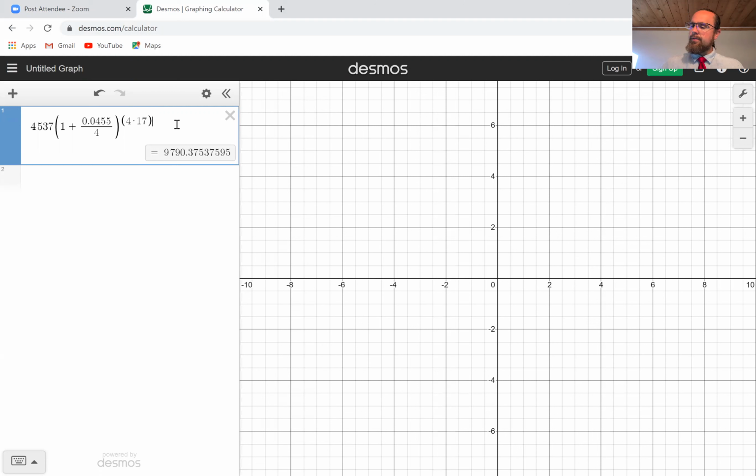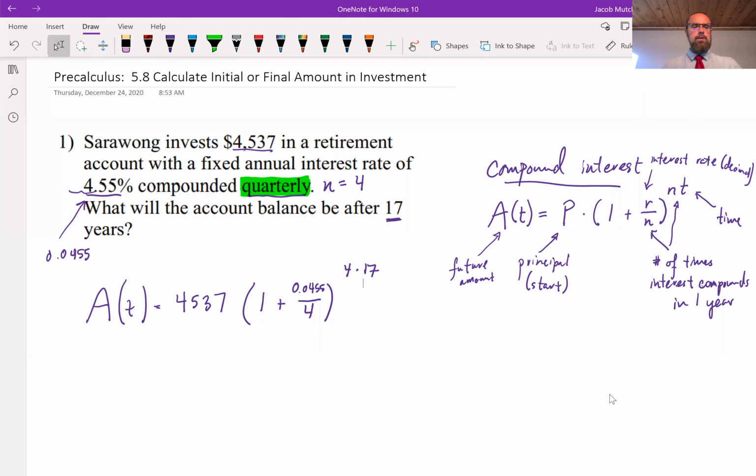And that gives us quite a bit of growth. Over 17 years, if Sarah Wong did not make any additional deposits in the account, the value would nearly have doubled. It's $9,790, and we'll just round to the nearest hundred since that would give us the cent, 38 cents. So a good investment over a long period of time. And that really is what's making the difference here for this situation.